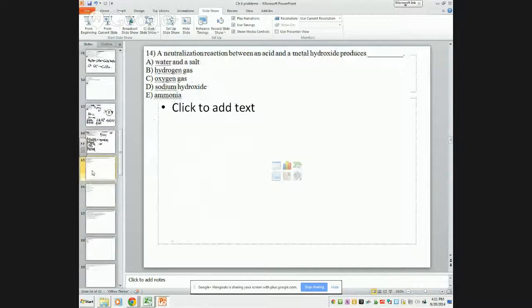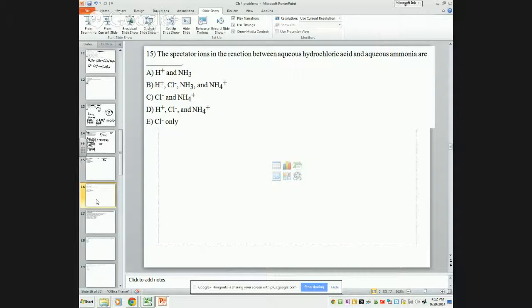All right. We'll take a look. 14 says a neutralization reaction between an acid and a metal hydroxide produces, well, we always get, this is another one, acid plus base, because the metal hydroxide is a base, will always give you water and a salt. That's it.